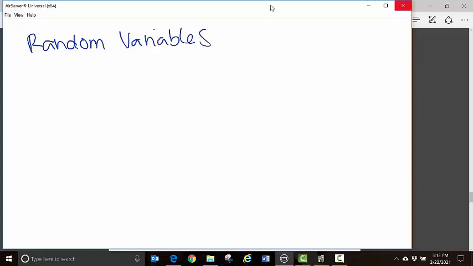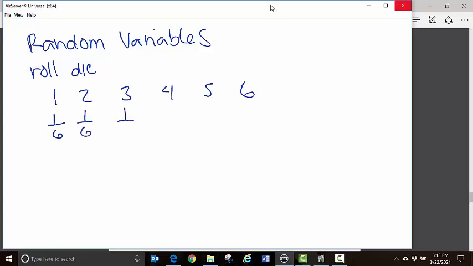Okay, and that's a chance thing with different probabilities. So, rolling a die. If you did that, these are your options. You could get a 1, a 2, a 3, a 4, a 5, or a 6. And the probability of getting a 1 is 1/6, a 2 is 1/6, a 3 is 1/6, a 4 is 1/6. Obviously, I picked something easy.